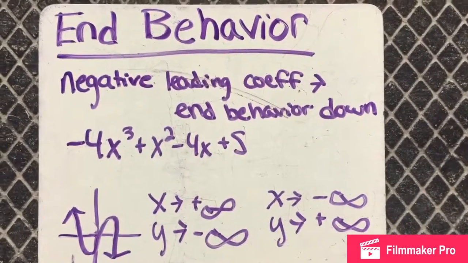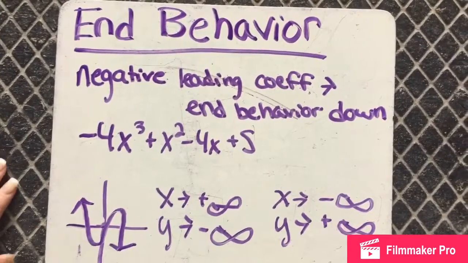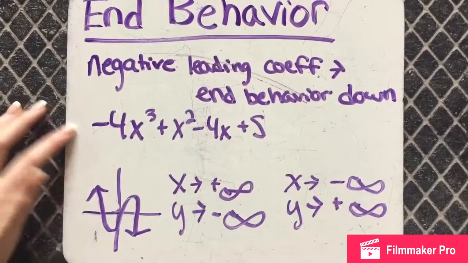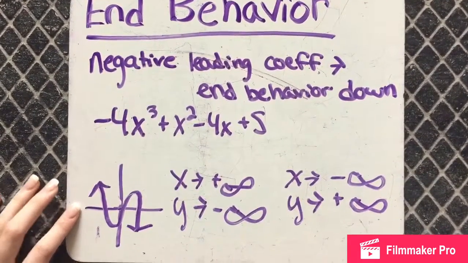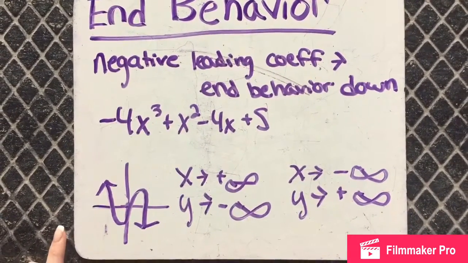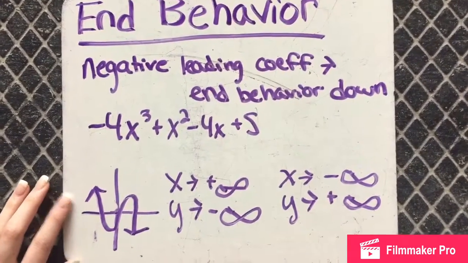So now we're going to be explaining the end behavior with a negative leading coefficient. So in this example, the leading coefficient is -4, so the end behavior would be facing down. It would look something like this, with x approaching positive infinity while y approaches negative infinity, and x approaching negative infinity while y approaches positive infinity.